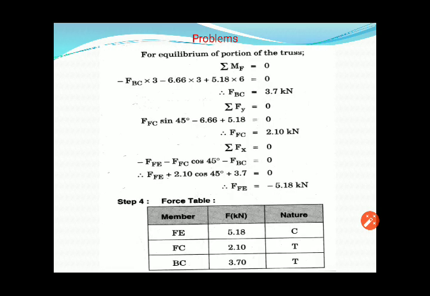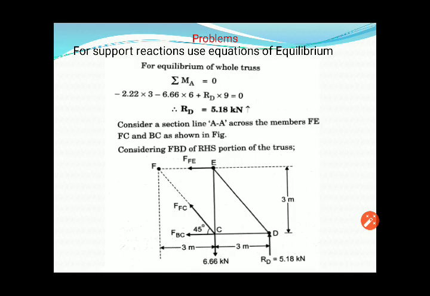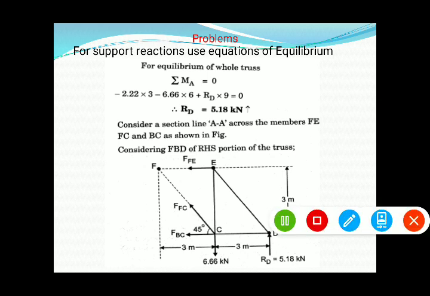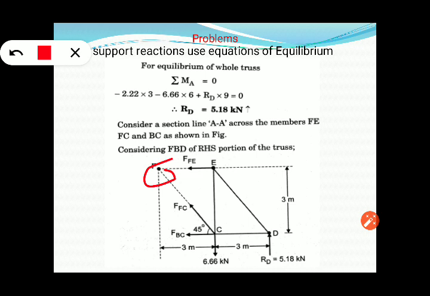Now when I am taking moment about F, which forces are passing through F? FFC, FFE, and FBC is not passing, and this force and this force are the external forces. Internal forces are FFE, FFC, and FBC. So if I am taking moment about F, so 6.66, how is it rotating? Clockwise. How is this rotating? Anticlockwise. And how is this force rotating? Clockwise. So which is shown over here.